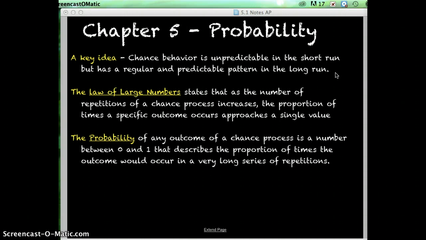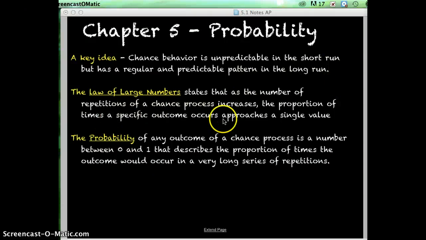Or what if I flip the coin 4 times and I get 3 heads and 1 tail? Again, that's not demonstrating a probability of 1/2. But if I flip the coin 10 times, 20 times, 100 times, 500 times, then it's going to start to get more toward the 1/2. I'll have a proportion of heads that's closer to 1/2.